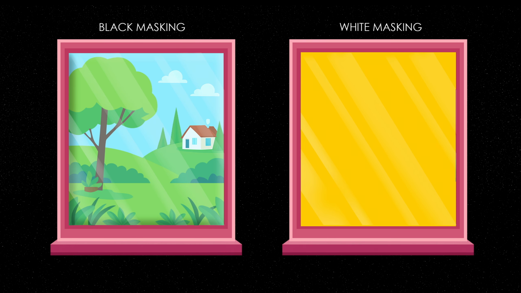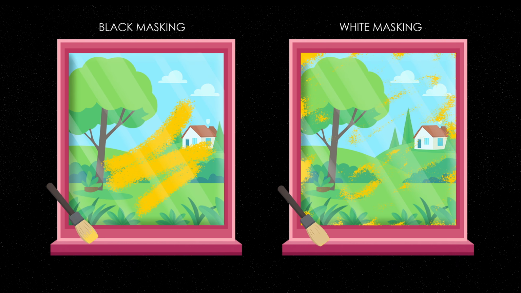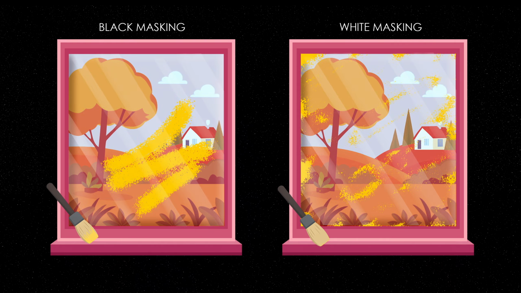In short, black masking adds color and white masking erases it. Just like deciding whether you want to paint the glass or clear it to reveal the view outside.